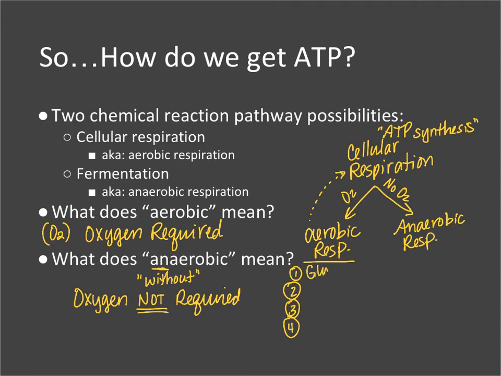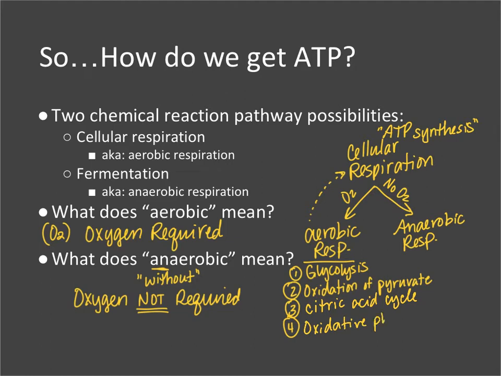The first step is glycolysis. The second step is the oxidation of pyruvate. The third step is the citric acid cycle. And the fourth step is known as oxidative phosphorylation. And oxidative phosphorylation has two sub events happening. The first one is the electron transport chain. And the second one is known as chemiosmosis.